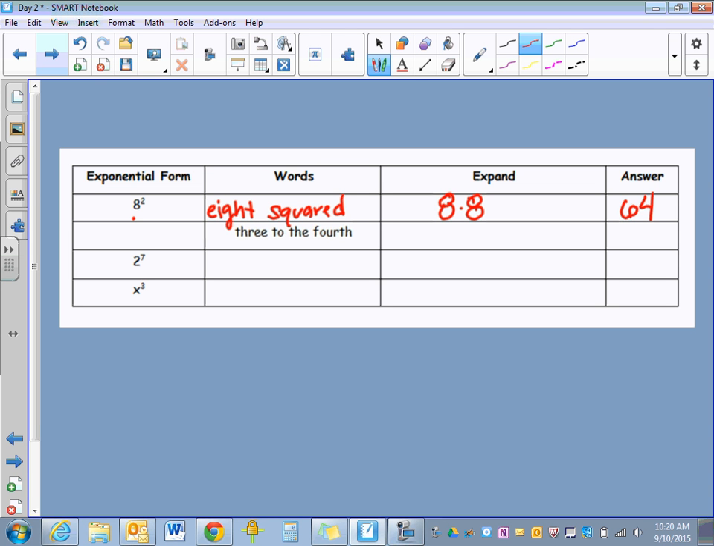Okay, so the next one we have 3 to the 4th. Who has an idea as to how we would write that in exponential form? Go ahead. Very good. So that's going to be our expanded form. We have 3 times itself 4 times. And then remember that this big number is our base, and this little number is called our exponent. So what is going to be our base for this? 3 would be the base. Yep. 4 would be the exponent. Very good. 3 to the 4th power there.